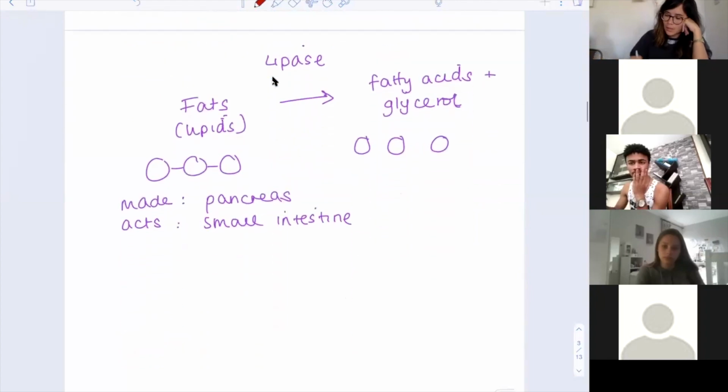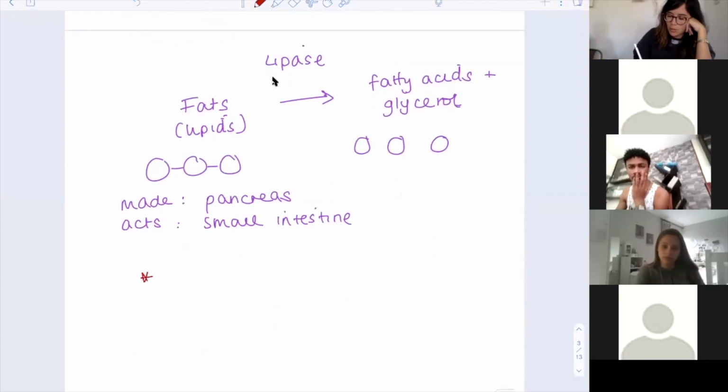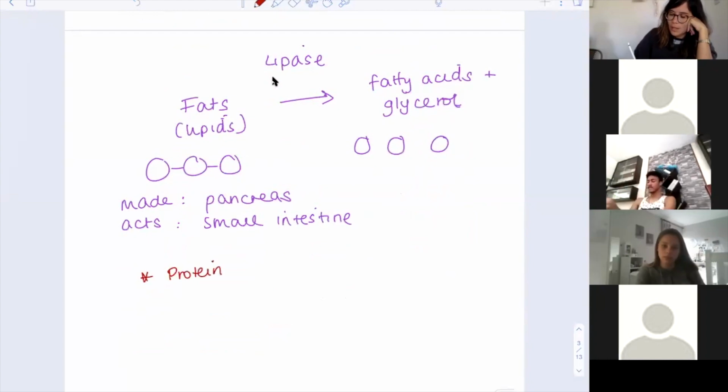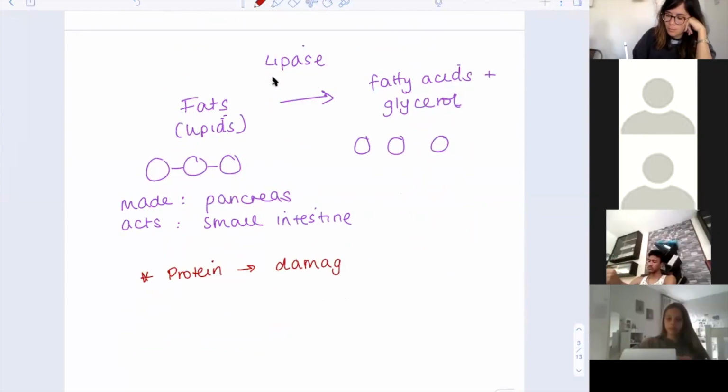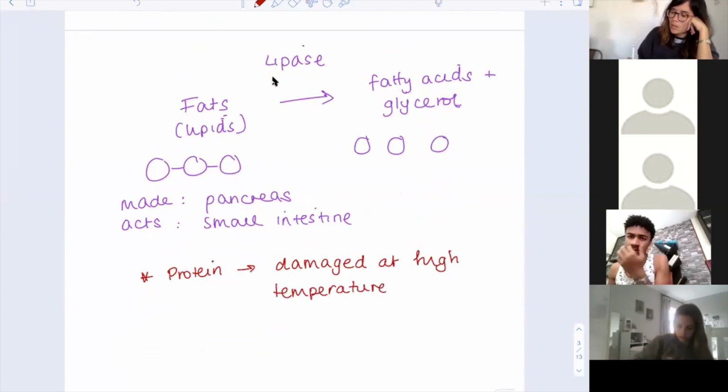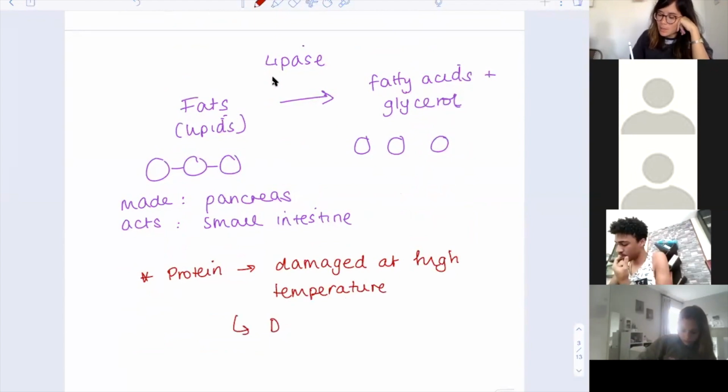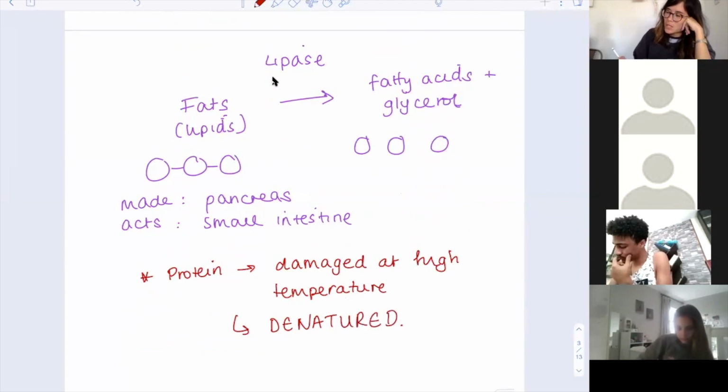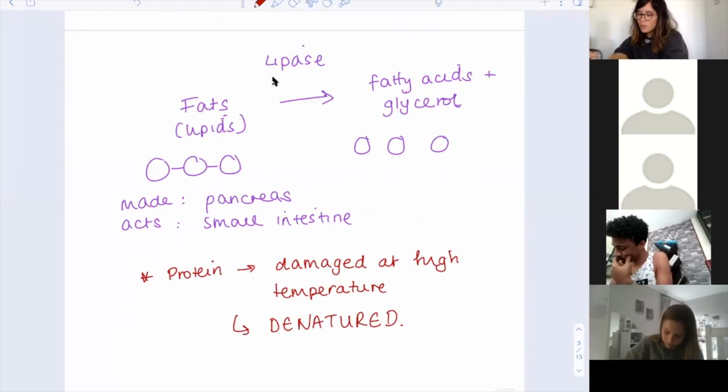One thing I wanted to point out is that enzymes are made out of protein, and it means that they get damaged at high temperatures. So they're quite fussy proteins. They like a very particular temperature range, and we call that permanent damage. We say that it's been denatured. And there's a lot more to say about enzymes, but I'm really keen to make sure we go through all the different parts of the digestive system, so I won't talk about those here. I just want to make it clear that enzymes are denatured at high temperatures.